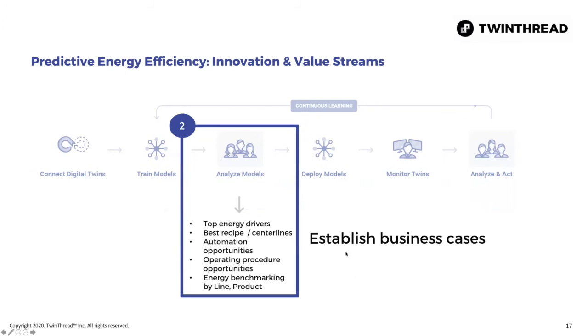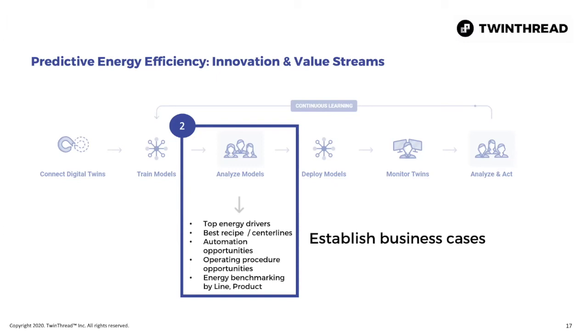The second step is after training models. Those models are going to learn a lot about how that process is operating from an energy standpoint. And inevitably, there are things that come from the analysis of what the models have learned that are going to be obvious, like there's going to be an obvious set of top energy drivers. And then there's going to be surprises. There are always surprises that come from this second step of analyzing what the models learned.